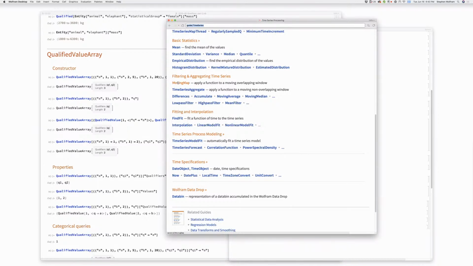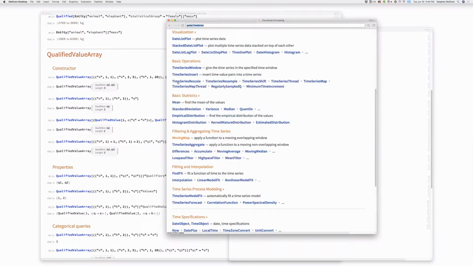Well, a moving map is certainly reproducible. Mean, histogram, those kinds of things are reproducible. Yes, but maybe only in the one-dimensional case. No, look, mean is reproducible for anything. It's just the mean of the values, whatever those values are. And again, what Tony showed yesterday, sometimes the qualifiers are categorical.